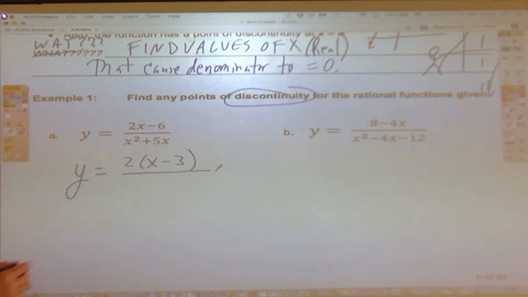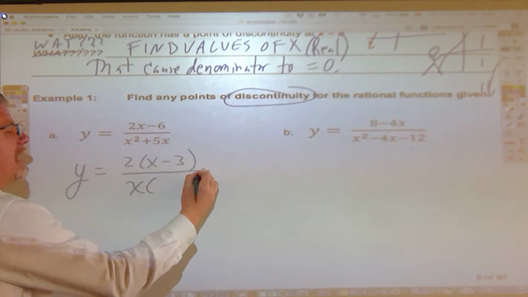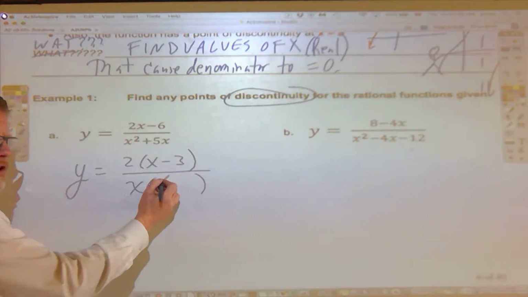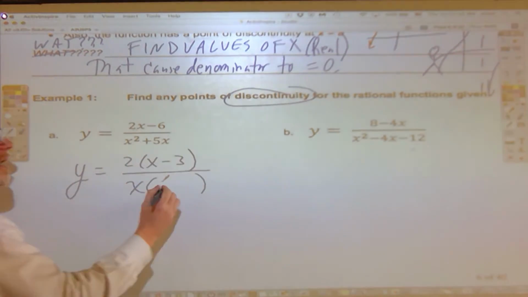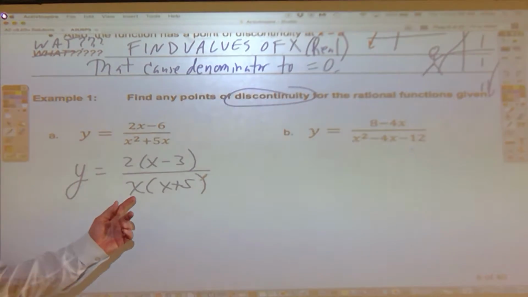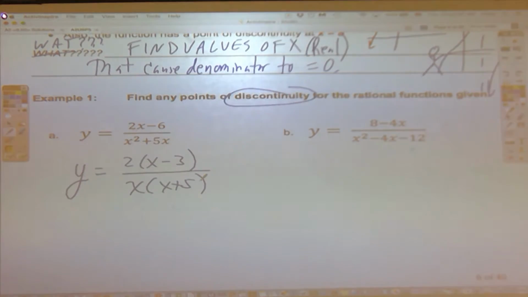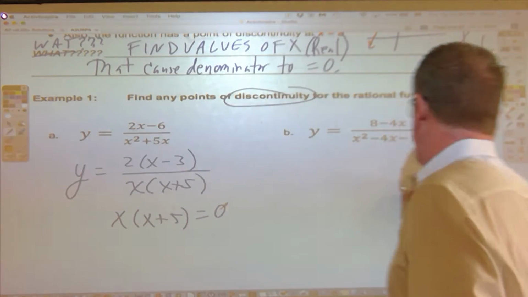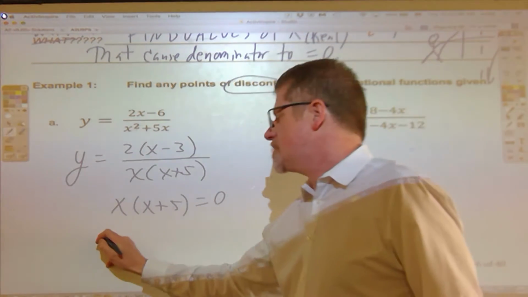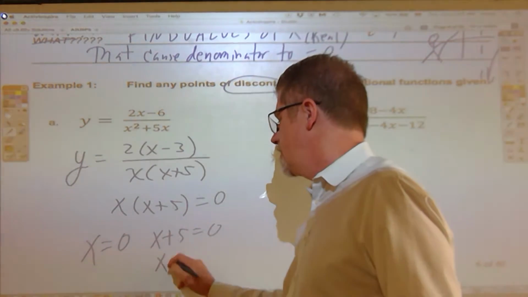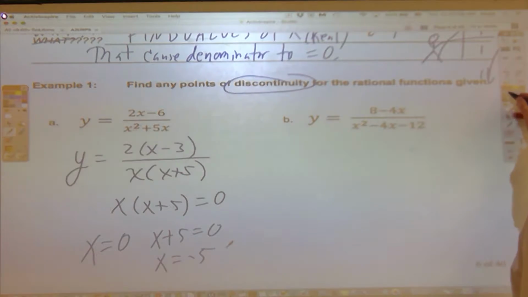When you factor an x out of the denominator, what's left in parentheses? Jonathan? When you factor an x out of the x plus 5. x plus 5 is left in parentheses. So what we have to do is watch out for any values of x that make the denominator equal 0. Well, set the denominator equal to 0. x times (x plus 5) equals 0. And you can tell, based on the zero product property, that there's going to be 2 values of x that make the denominator equal to 0.